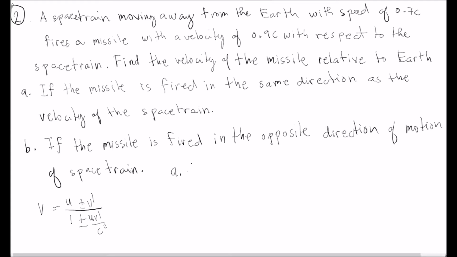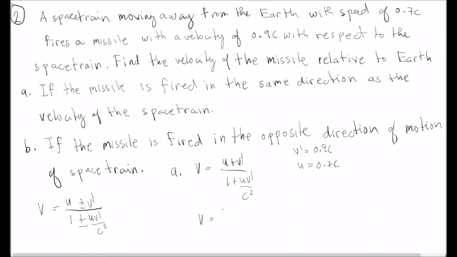So since the missile is in the same direction as the moving frame, then we have v equals (u plus v prime) over (1 plus u v prime over c squared), right? So what's v prime here? v prime is the missile, which has a speed of 0.9 c, and u is 0.7 c, right? So let us solve for letter A.